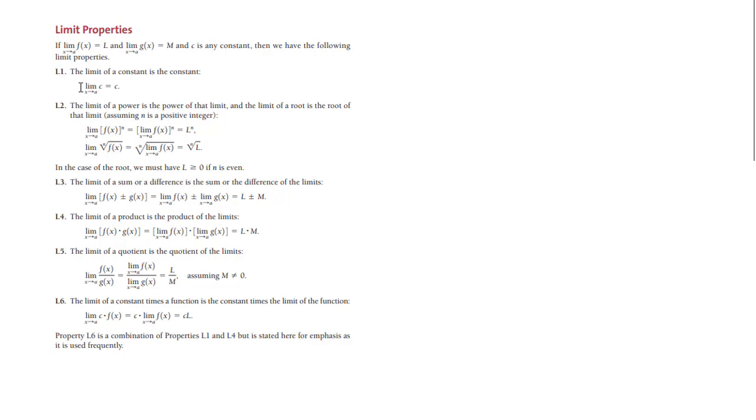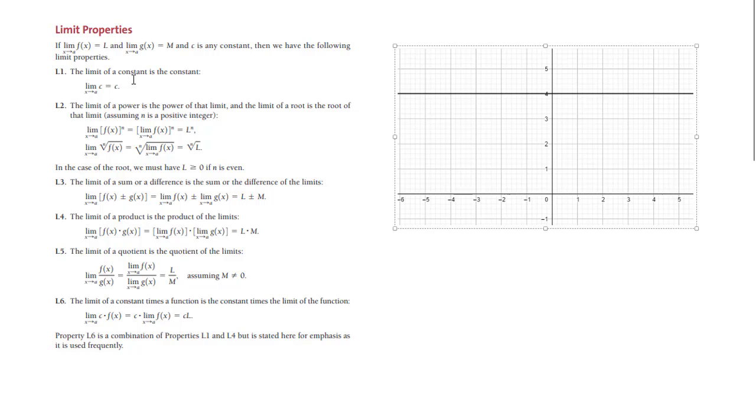We read this limit: the limit when x approaches a of c is equal to c. How can we understand this? Here I have the graph of y equals 4. As you can see, the graph of this function is a constant, always going to be 4. It doesn't matter which value I'm approaching in x, minus 5, minus 4, minus 3, minus 2, in y the value that I'm going to approach is equal to 4.